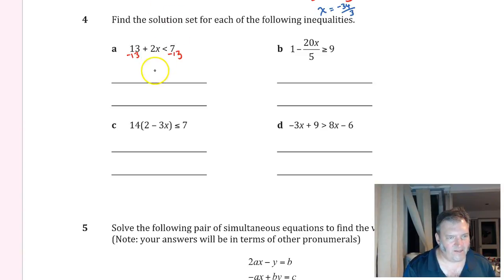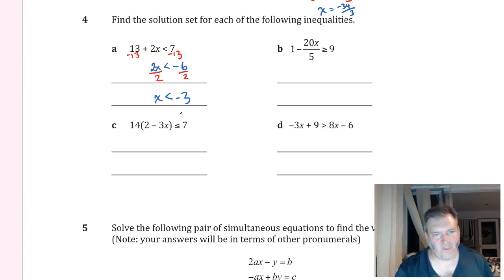Now I've got 2x on the left, and that's less than 7 minus 13 is negative 6. You're already thinking ahead, aren't you? What's the opposite of multiplying by 2? Dividing by 2. So I divide each side by 2. That's the inverse operation that will isolate the unknown, get x on its own. So x is less than negative 6 divided by 2. Well, that's just negative 3.